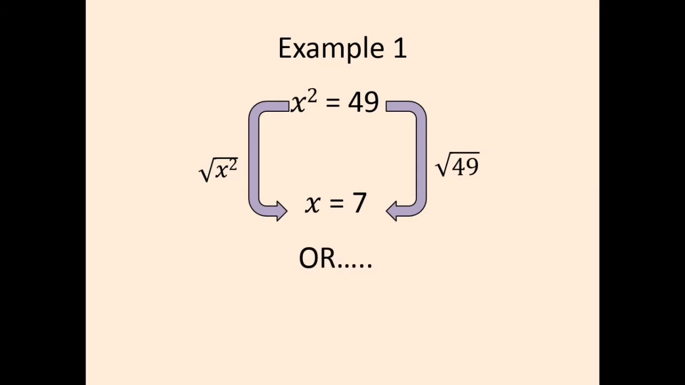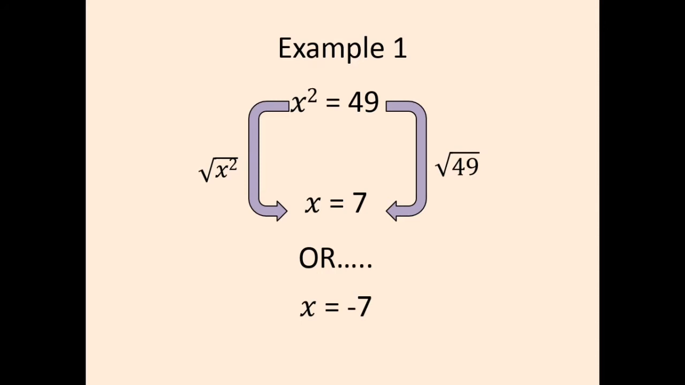Or, hold on a minute, what's going on here? X is equal to 7, or x is equal to minus 7. Why is x equal to minus 7? Because minus 7 times minus 7 gives me 49. Okay? So watch out for this.